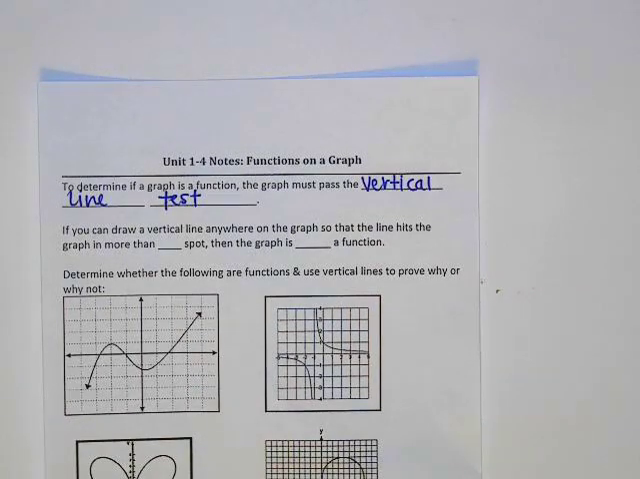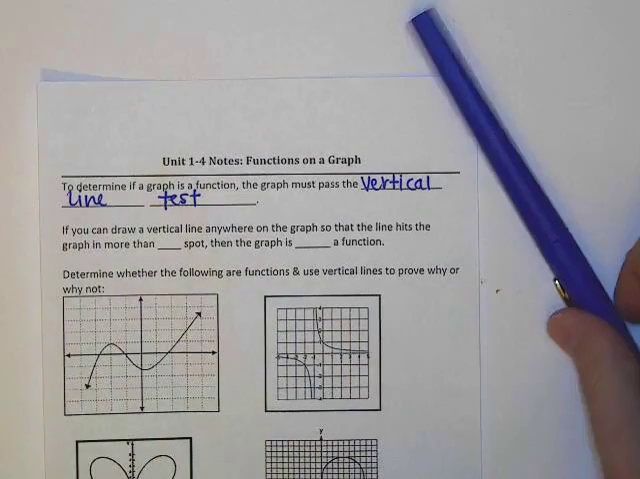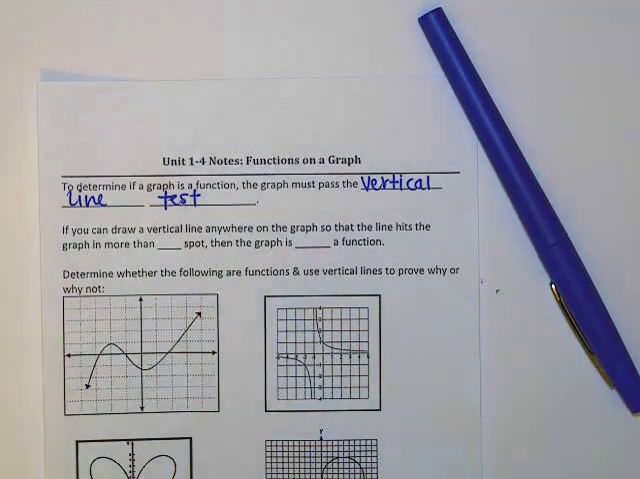Okay. Then it says, if you can draw a vertical line, vertical goes which way? This way. Okay, so I've got a way for you to remember vertical and horizontal. I tell this story every year. This is my fourth year to tell this story.